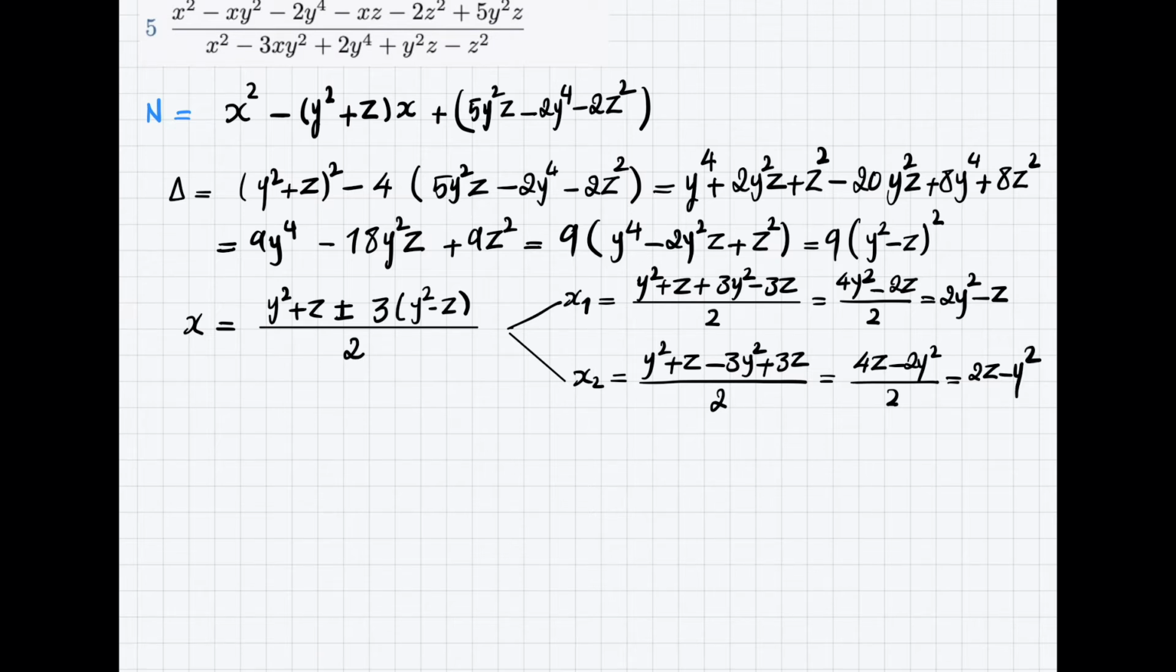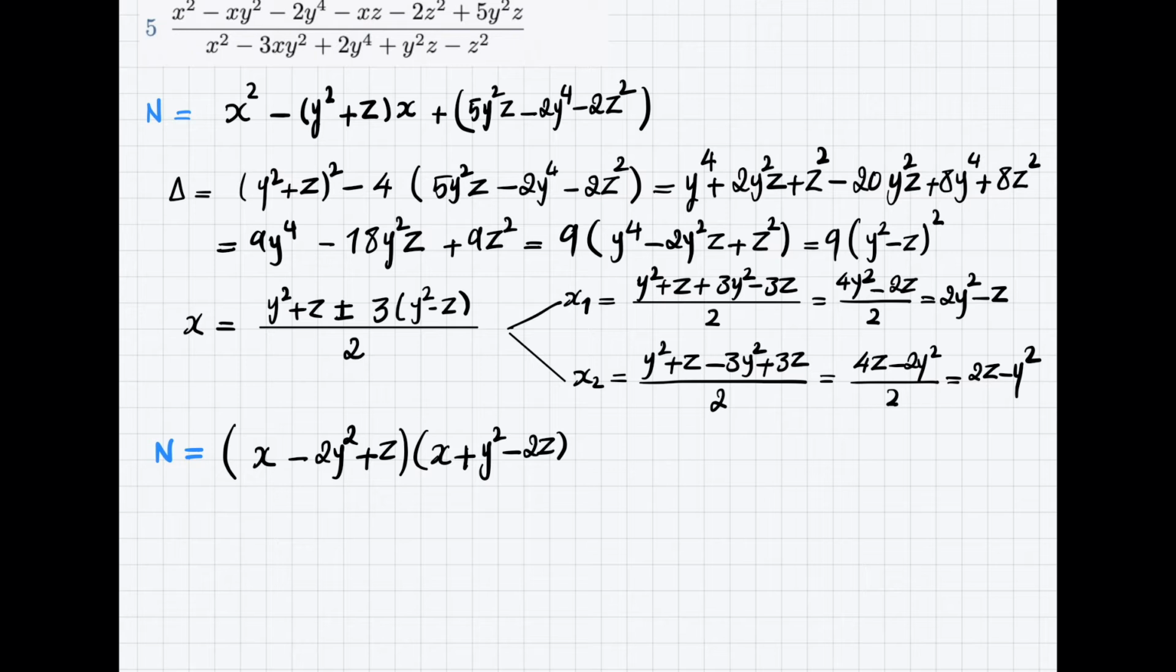So the numerator is now equal to x minus the first root, so minus this becomes positive z, negative 2y squared, and x minus the other root, so this becomes positive y squared minus 2z. So that is the expression that I get for the numerator.